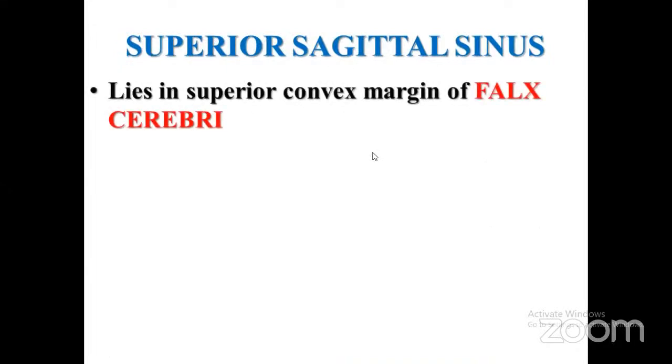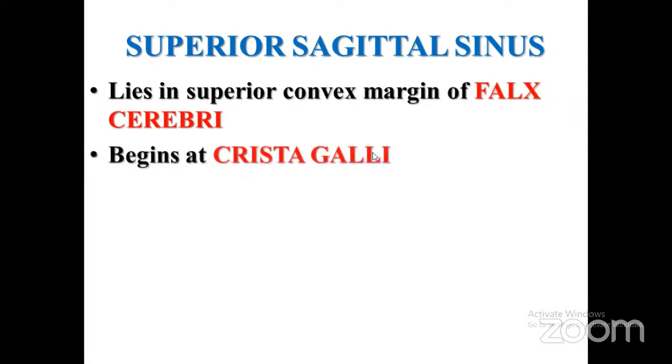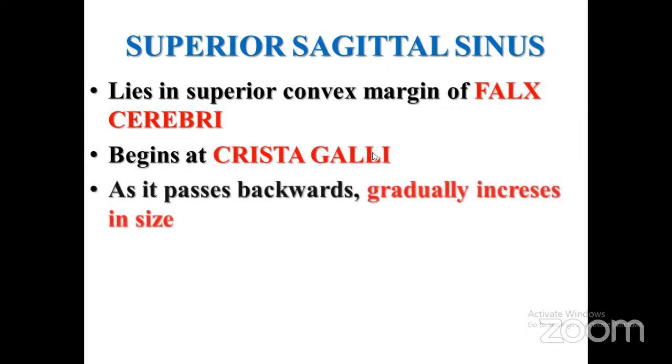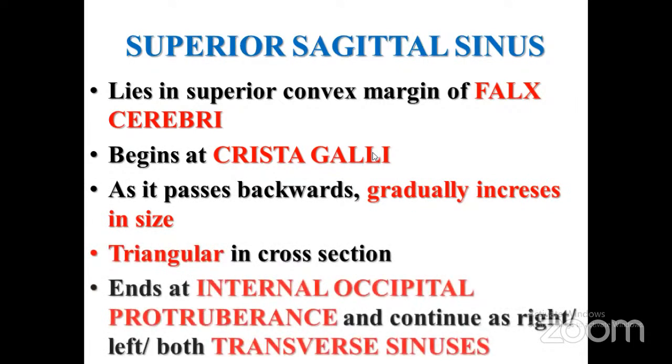It lies in the superior convex margin of the falx cerebri. It begins at the crista galli, which is a part of the ethmoid bone. It passes backwards and gradually increases in size, triangular in cross section, and it ends at the internal occipital protuberance, which we also call the torcular herophili, as it was discovered by the old father of anatomy.